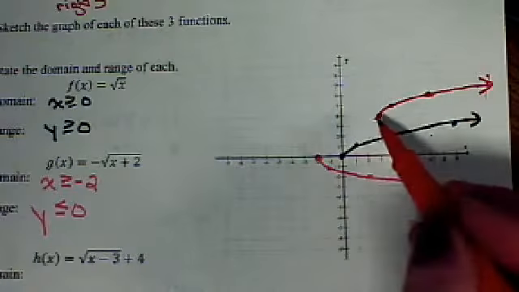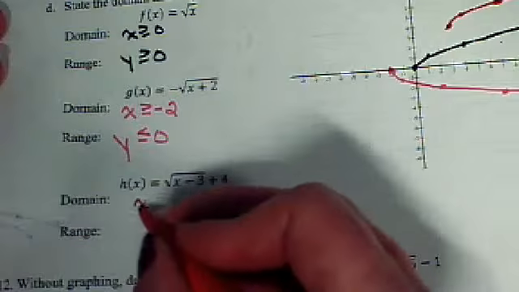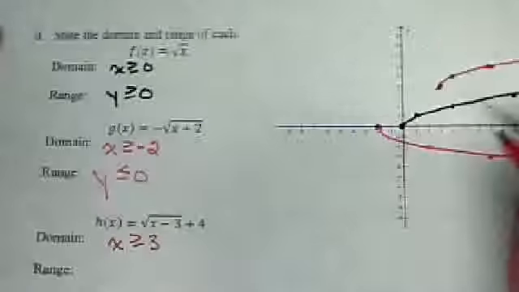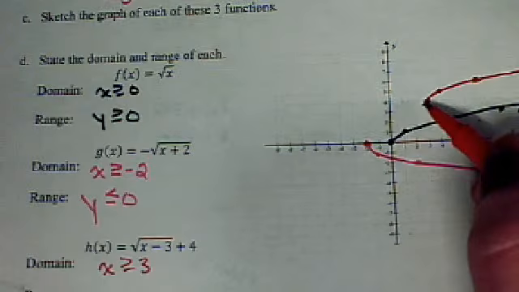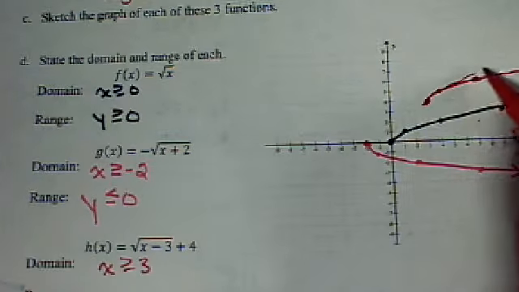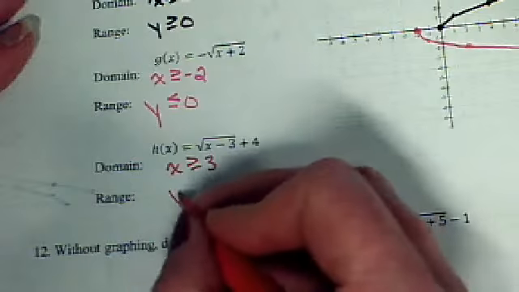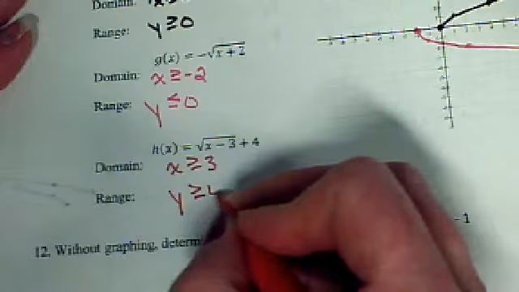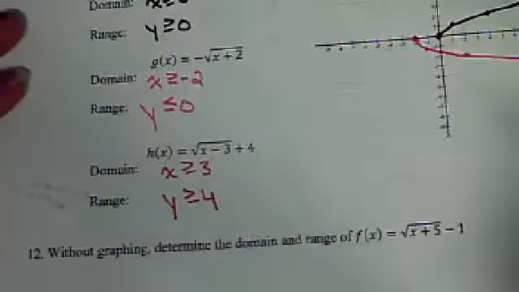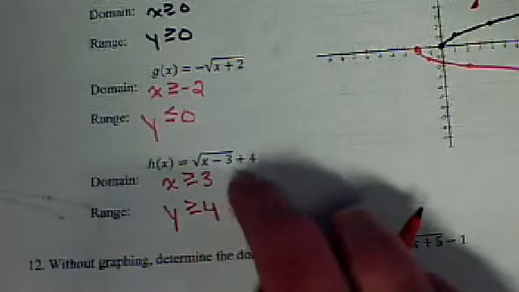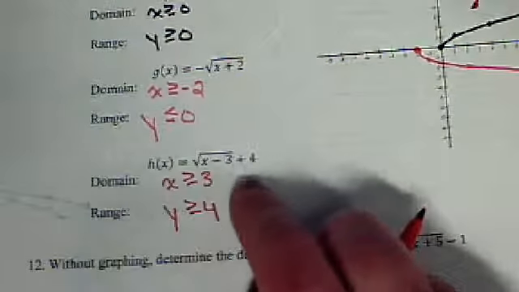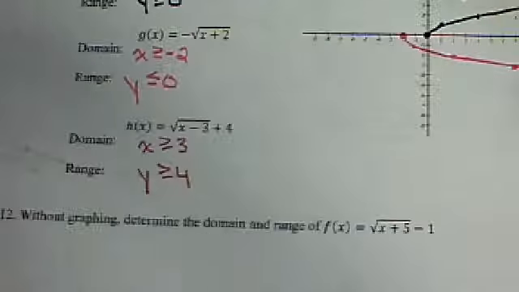My x values now start there. So the x values have to be greater than or equal to 3. The y values start there at 4, and it goes up from there. So my range has to be the y values greater than or equal to 4. So you can almost tell, because of those horizontal or vertical shifts, what your domain and range are going to be.